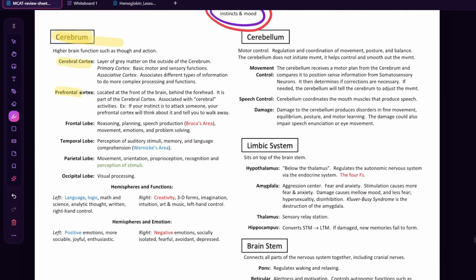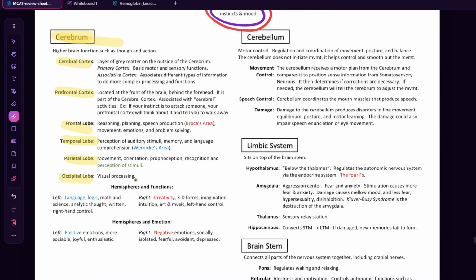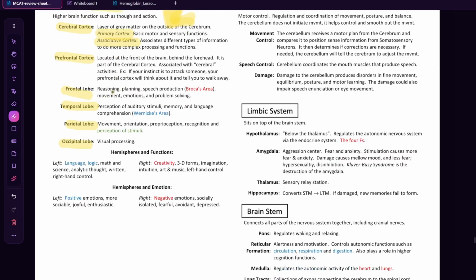You have your cerebral cortex, prefrontal cortex, part of it, frontal lobe, temporal lobe, parietal lobe, occipital lobe. All of this is under your cerebrum, and they all have different functions. And this is all psychology review, so you should know this. But your cerebral cortex has primary and associative cortex, and then everything listed after that is trying to explain the function of what that part is doing, right? What's the point of knowing the part if we don't know the function? So you should know the part and the function.